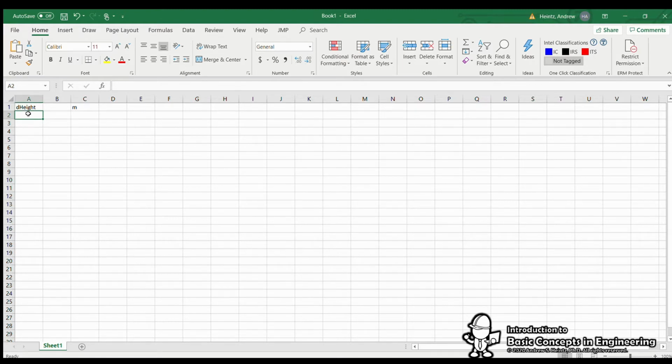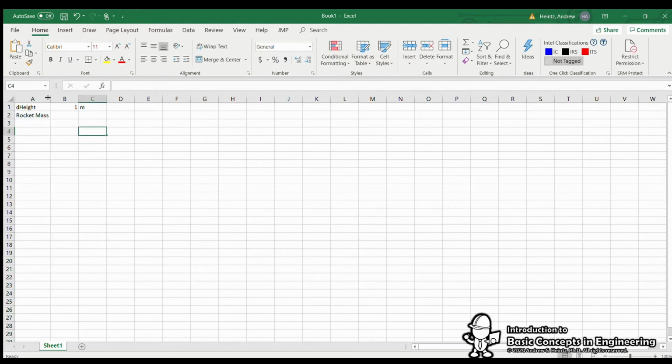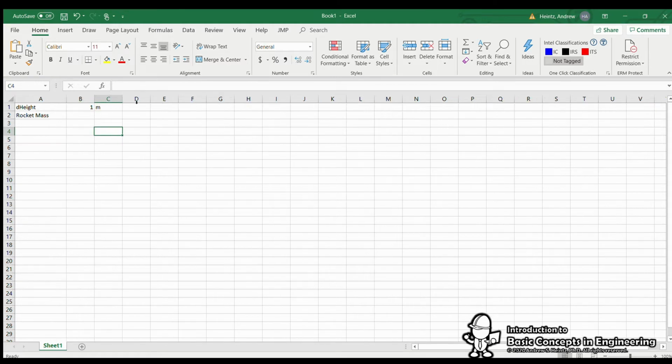So let's go ahead and just set it to 1. What this D height or delta height means is this is the increment that we're going to look at. So what it means is each increment, in this case of 1 meter, means that we are going to look at the increment of lifting the rocket 1 meter. Okay. Next, what else do we need to know? We need to know our rocket mass, right? How heavy our rocket is, because of course that fits into how much energy we need.